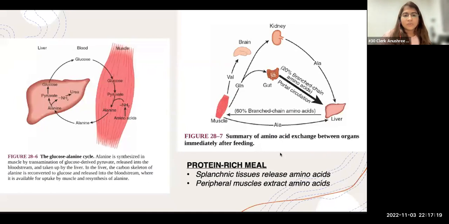What happens after eating a protein-rich meal? Take note of 2 points. The splanchnic tissue releases the amino acids, and the peripheral muscles extract the amino acids and send them back. Okay.